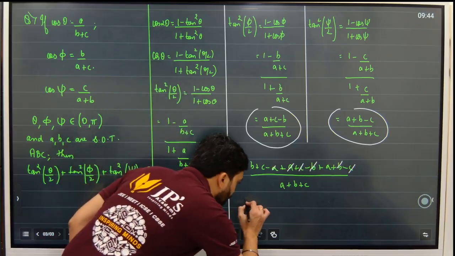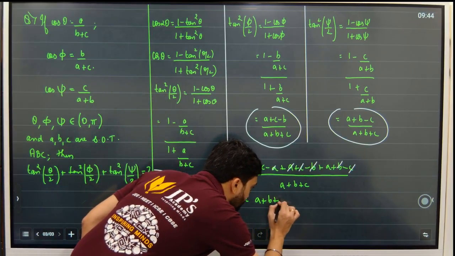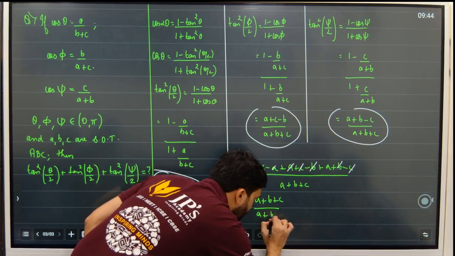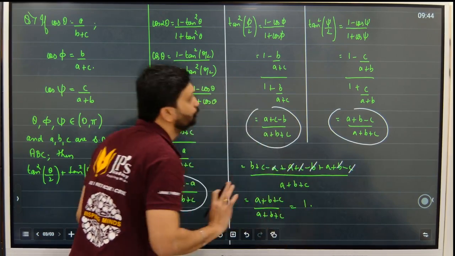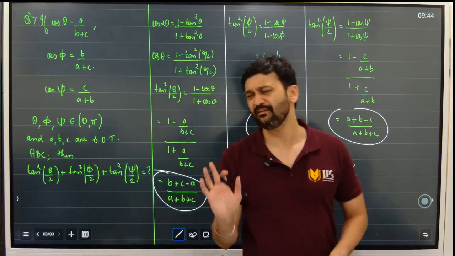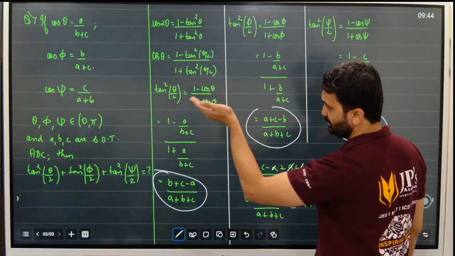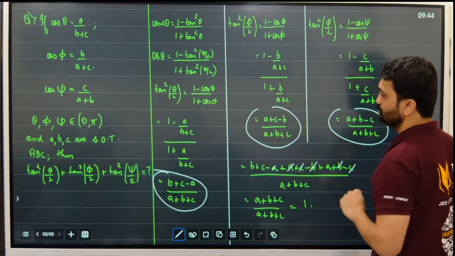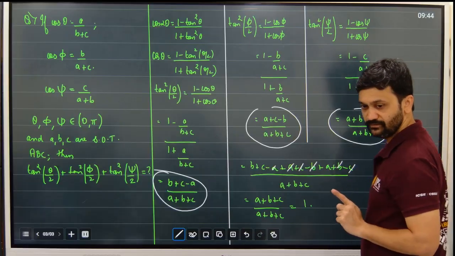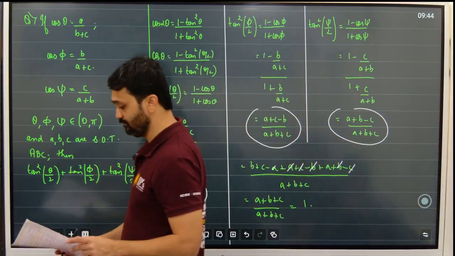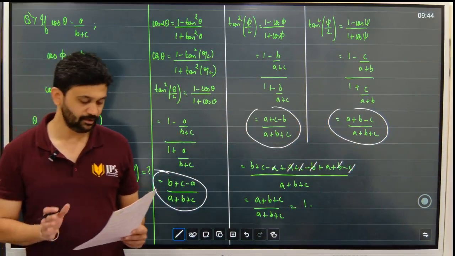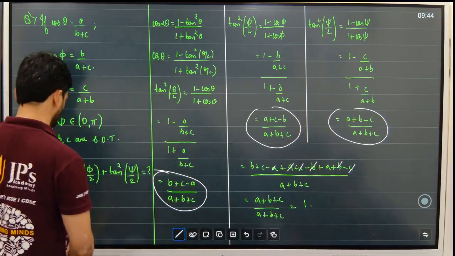I am left with (a plus b plus c) upon (a plus b plus c), which is equal to 1. So I have used the same formula in all the three types. Cos theta nikla, cos phi nikla, and cos psi nikla hai. I have substituted the values and I have got the answer. Have you guys understood this? Where a, b, c are the sides of triangle. So obviously we will be doing a lot of things in detail once we do solution of triangles.